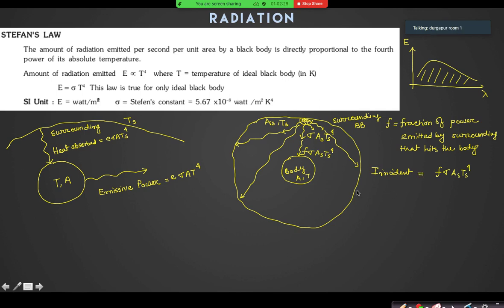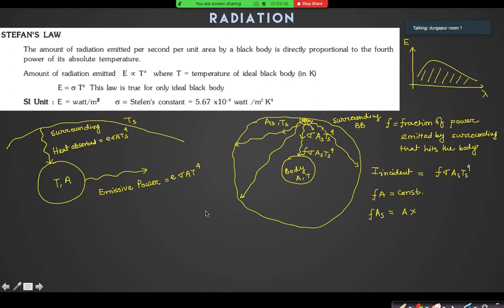Now there is something that I will write. I cannot prove it because the proof is not in your syllabus, but we will use this concept. It says that fraction into area is a constant. It is actually proved with the concept of solid angle, and the proof involves a robust calculation. So we will not go into that proof, but it says that if this is AS and a fraction F of this AS hits the surface A, then F into AS is equal to the area of the body into the fraction of the energy emitted by the body that hits the surrounding.